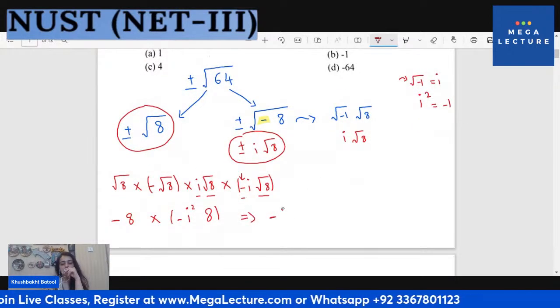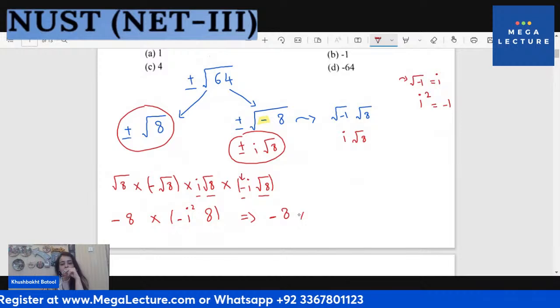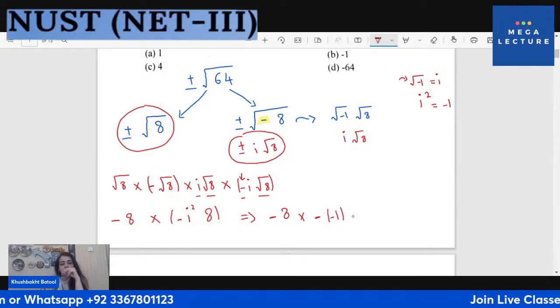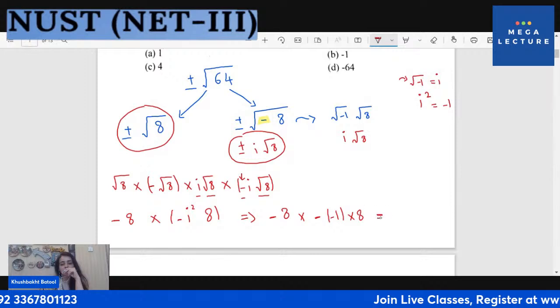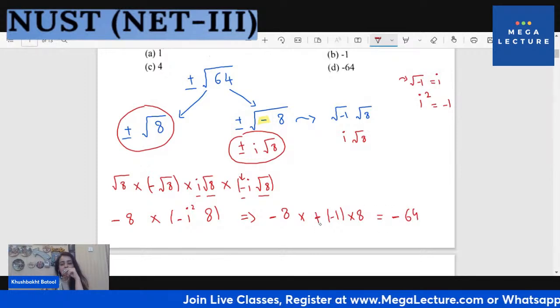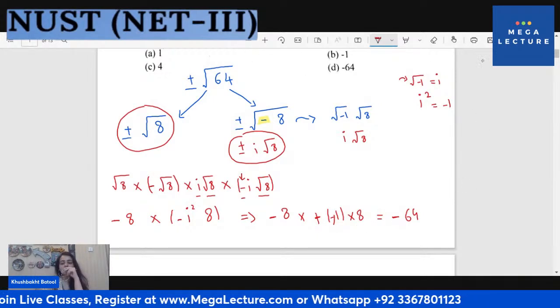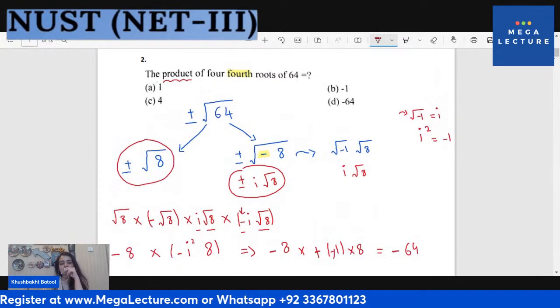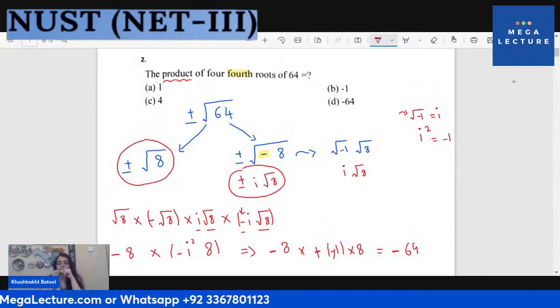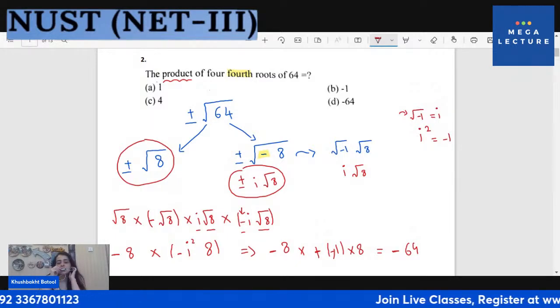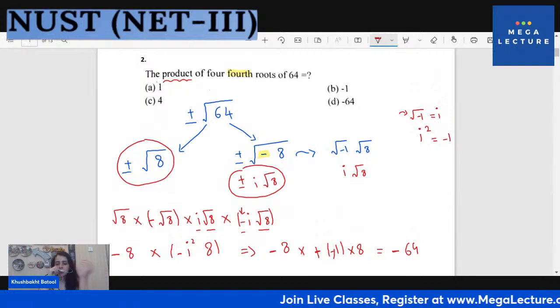It would give me minus 8 multiplied by minus into minus 1 into 8. So this would give me negative 64, right? These two would be cancelled and minus 8 into 8 would give me negative 64. So I'll just wait for a few seconds. Just try understanding this on your own because I've seen students that just get confused because of the sign thing. It's easy, okay? So I'll repeat.